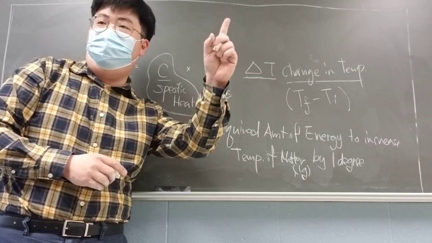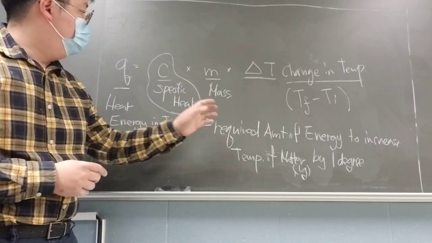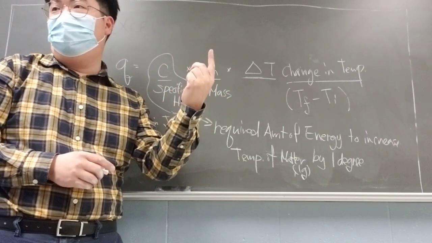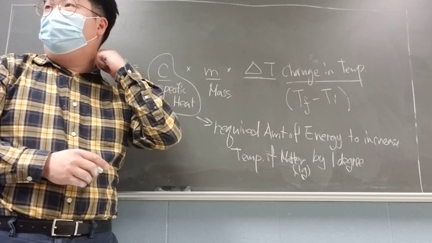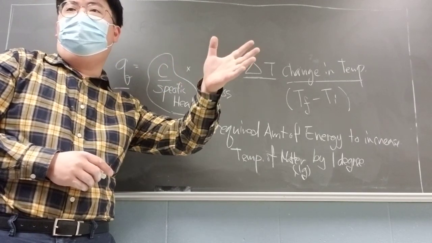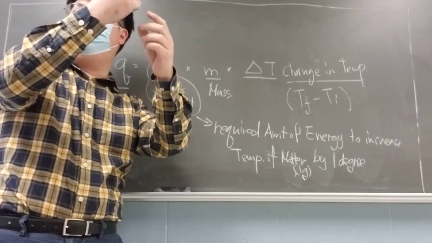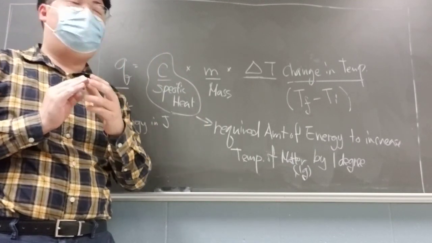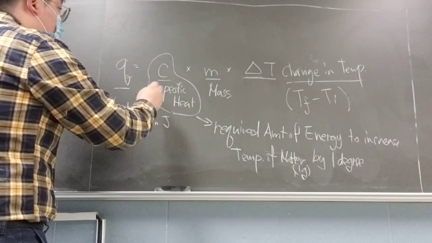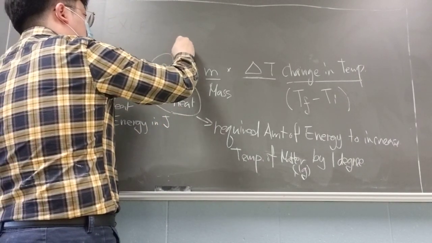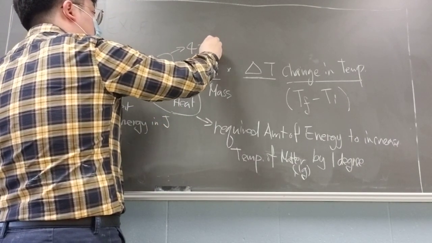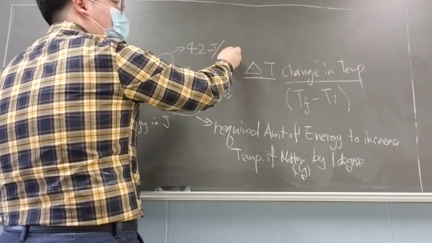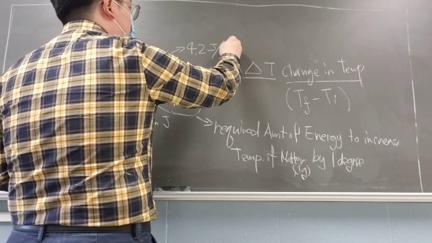Okay, so if there's a certain amount of energy to increase the temperature of 1 gram of water by 1 degree, that would be the specific heat for water. Makes sense, right? So 1 gram of something, you try to increase the temperature by 1 degree, and you need that amount of energy, that is your specific heat. Okay, so for example, for water, you have about 4.2 joules per gram Celsius.